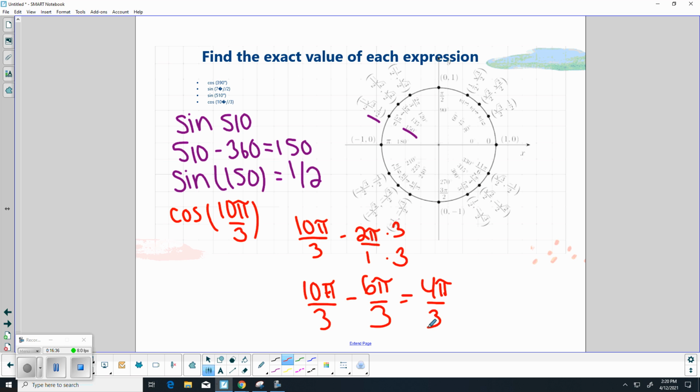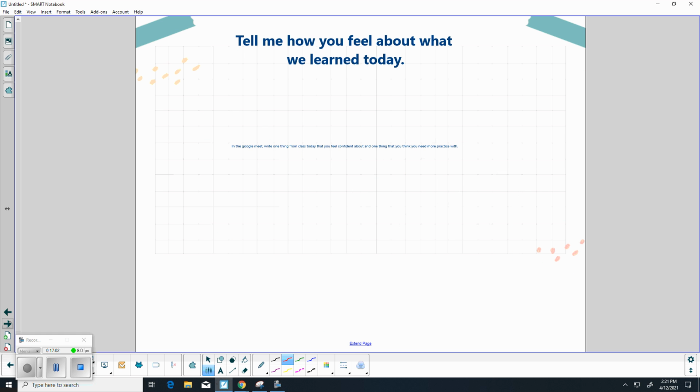So then we plug this in. Cosine 4 pi over 3. Find our 4 pi over 3 right here. Find the cosine value, and it's equal to -1/2. And that's how you find sine and cosine and tangent values using the unit circle.